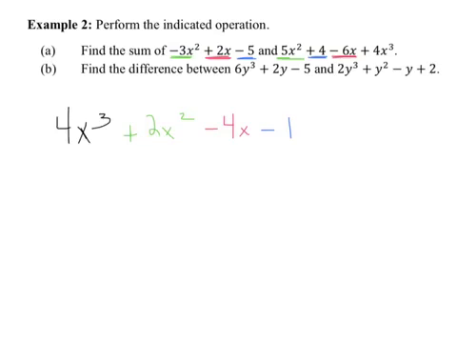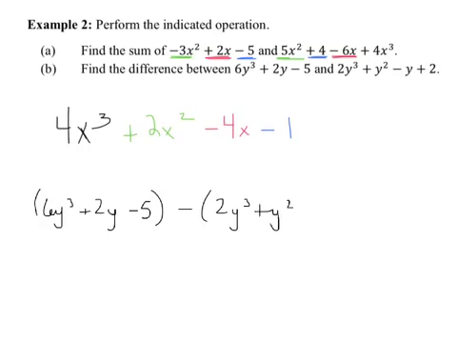The reason I'm going to do that is because I want to make sure we see clearly what we're doing in this problem. So really what we're doing is 6y cubed plus 2y minus 5 all minus 2y cubed plus y squared minus y plus 2. And since we're doing subtraction, it's really adding the opposite. So I'm going to go ahead and put negatives in all the spots that were positive, and I'm going to put a positive in the spot that was negative.